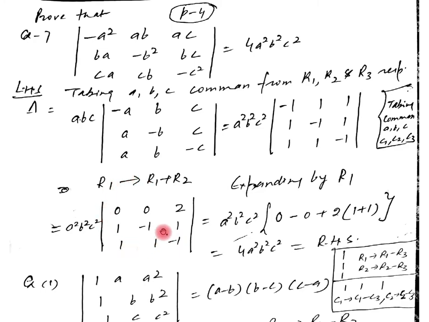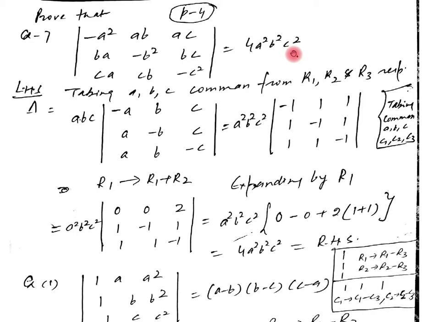Now we are having the maximum number of zeros in the first row. Now we can expand it by R1. Now expanding it by R1, this quantity will remain as it is. Expansion by the first row: 0 into something, 0, again minus 0 into something, 0, plus 2 into 1 plus 1. So it is 2 plus 2, 2 into 2, 4. So it becomes equal to 4a square b square c square, equal to the right hand side. That we have to prove.